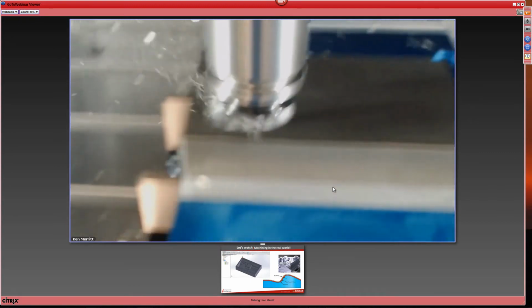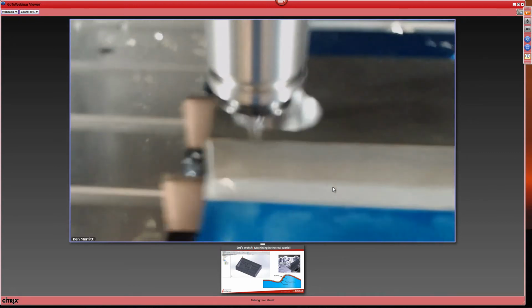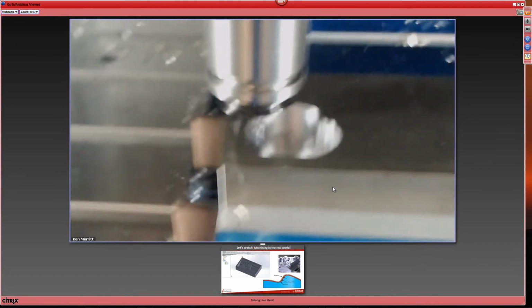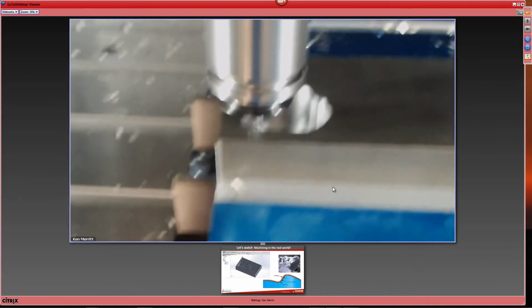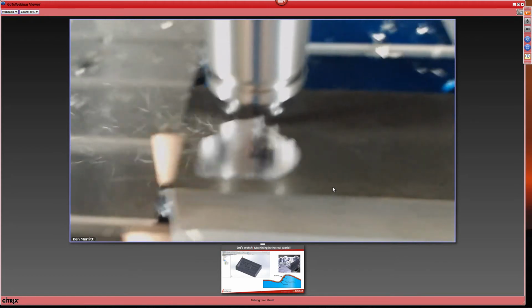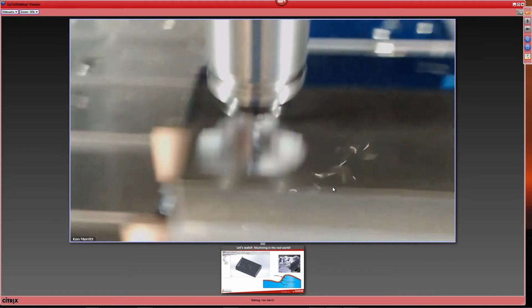What you're seeing right now is a little interesting. We're getting some vibration on our camera. Sorry about that, guys. Notice that reposition move stayed down inside.